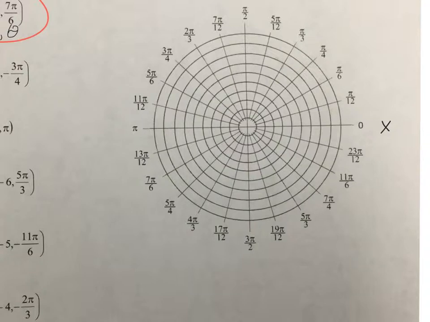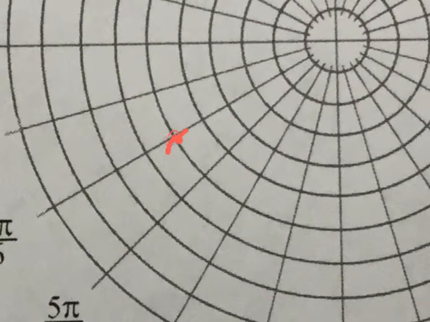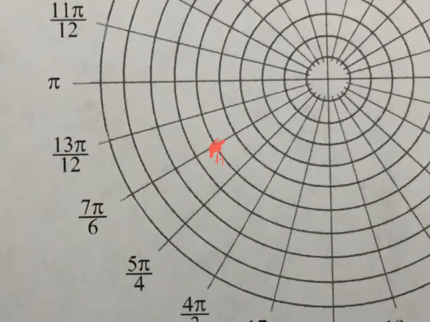Oh, where'd it go? 1, 2, 3, 4, 5, 6. This spot right here is where we should put the letter A that represents the point 6 comma 7 pi over 6. It is 6 units away from the origin along the 7 pi over 6 line.